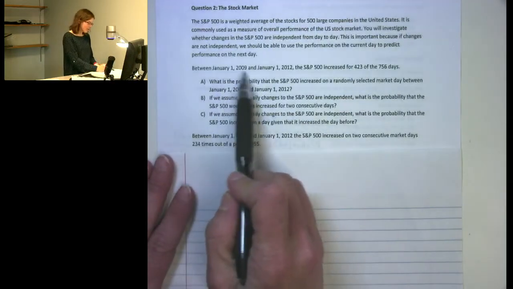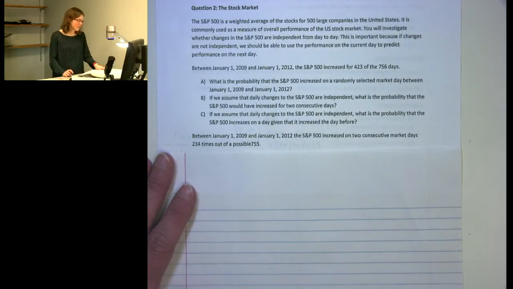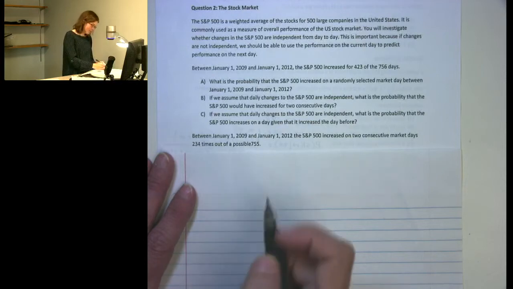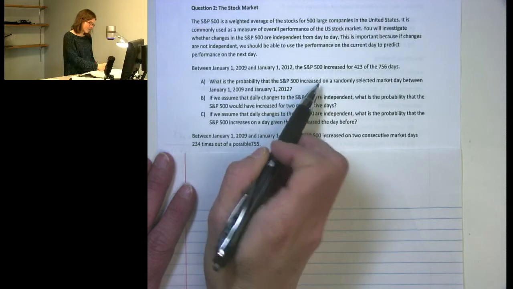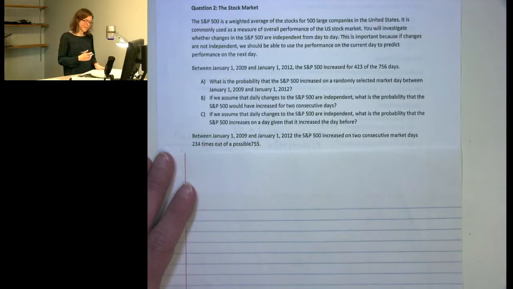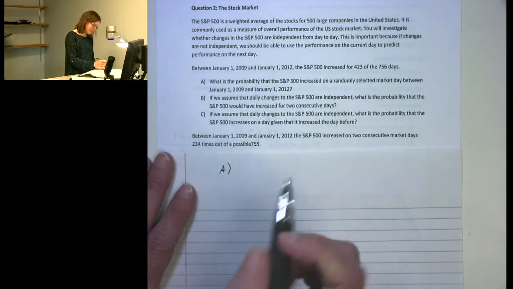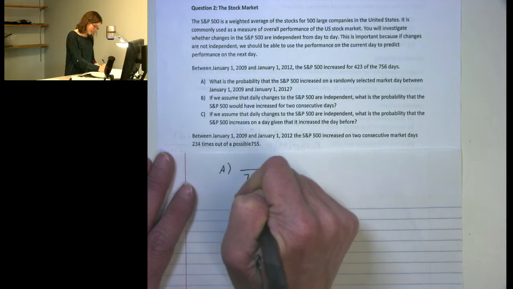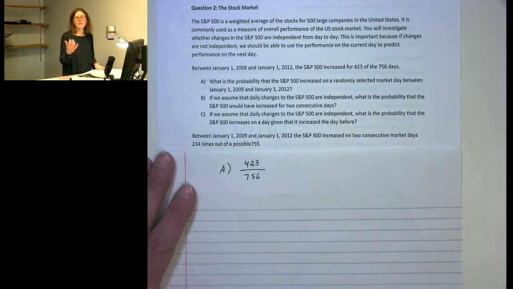Between January 1st, 2009 and January 1st, 2012, the S&P 500 increased for 423 out of 756 days. First of all, what is the probability that the S&P 500 increased on a randomly selected day during that time period? This one is very straightforward. There were a total of 756 days. On 423 of them, the market increased. So if we randomly picked a day, that would be the chance that it would increase.